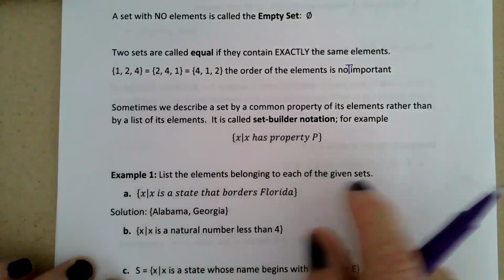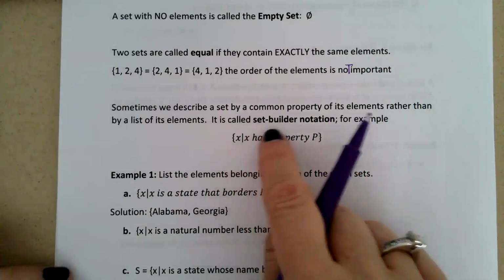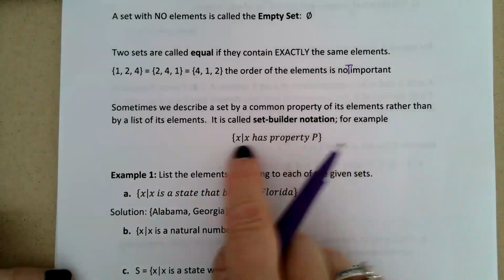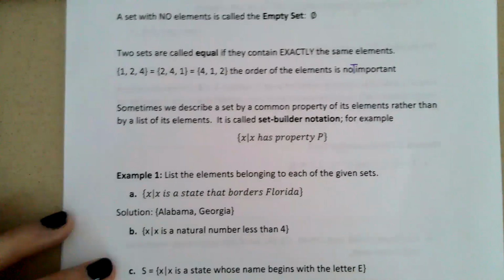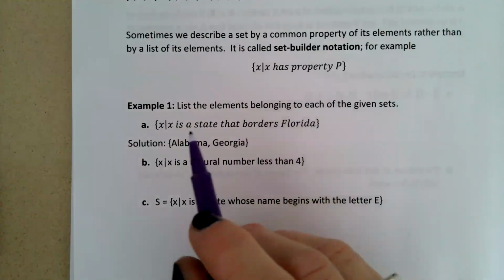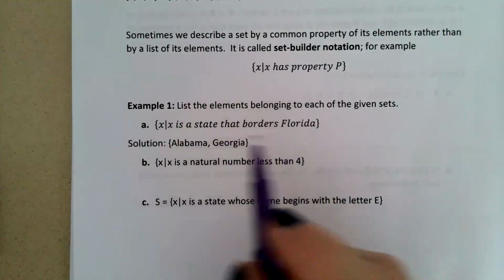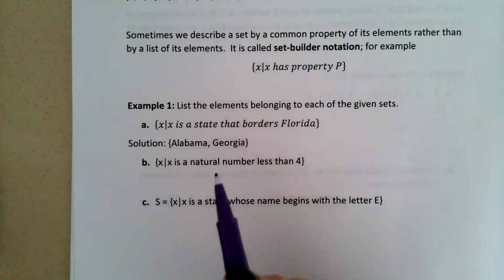Sometimes we describe a set by a common property of its elements rather than by a list of elements. It is called set builder notation. For example, x has a property P. So for instance, here in example 1, we say list the elements belonging to each of the given sets. A: x is a state that borders Florida. So the solution in brackets would be Alabama and Georgia.